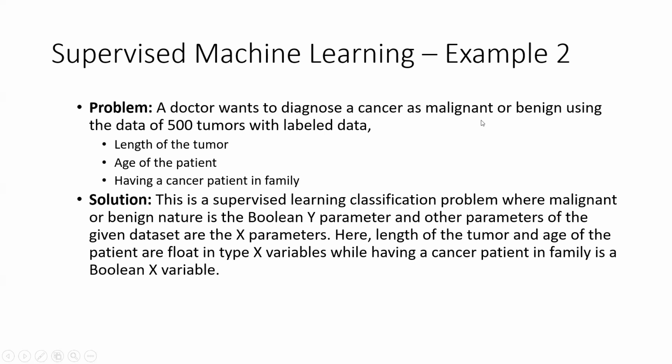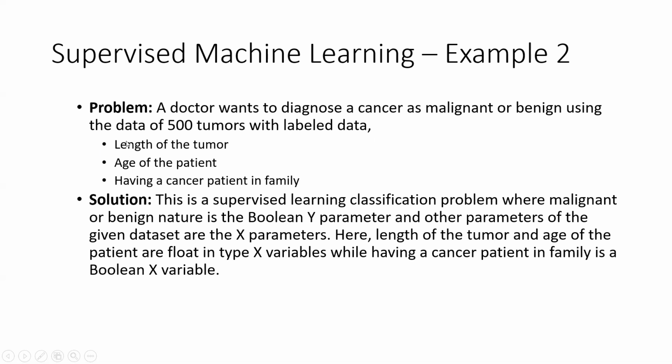Sorry, having a cancer patient in the family is a Boolean X variable, right? The age is a float type, and the length of the tumor and the age of the patient are float types. The cancer patient in the family is a Boolean value. The third one is a Boolean value, right? The Y value, in this supervised classification problem, where malignant or benign is the Boolean, is the Boolean Y parameter. The other parameters of the given data are X parameters.